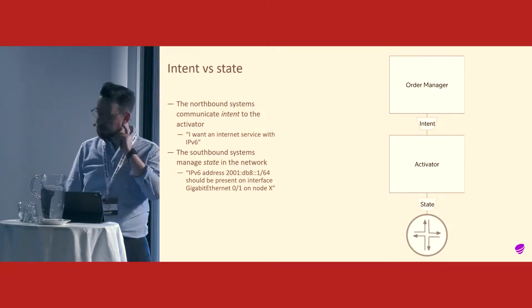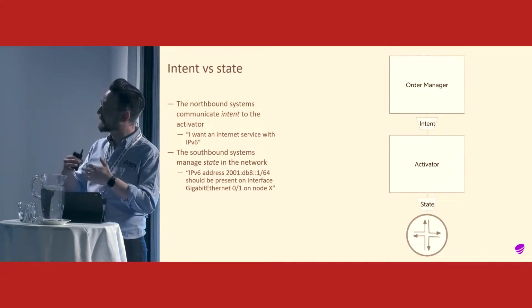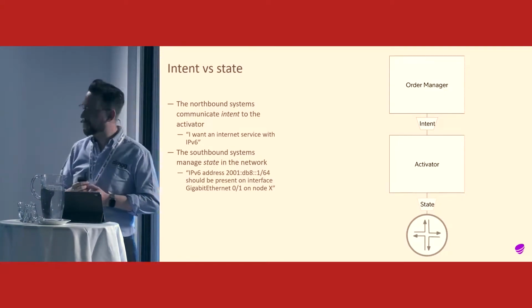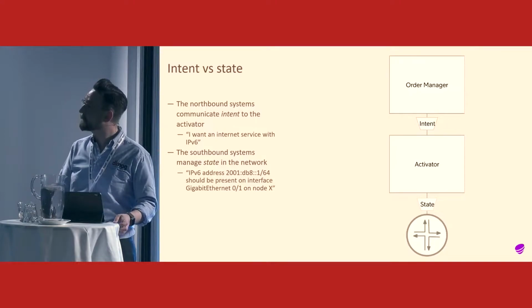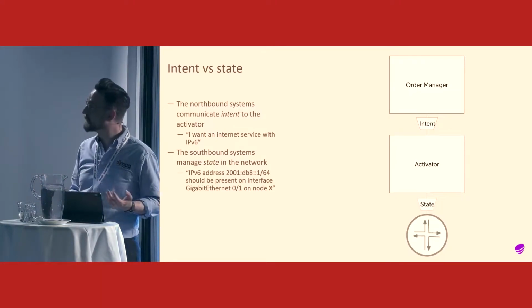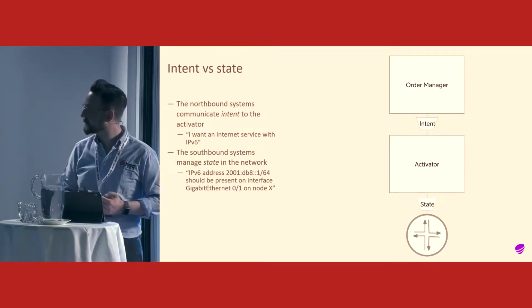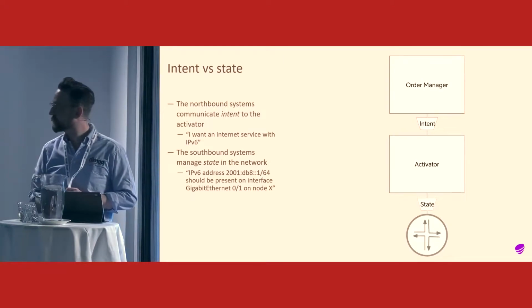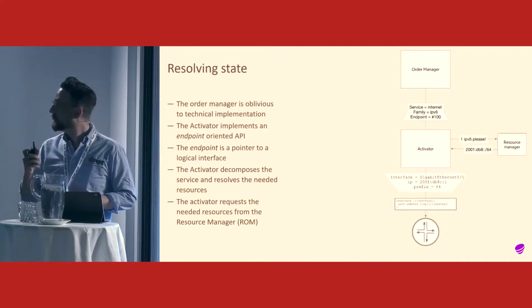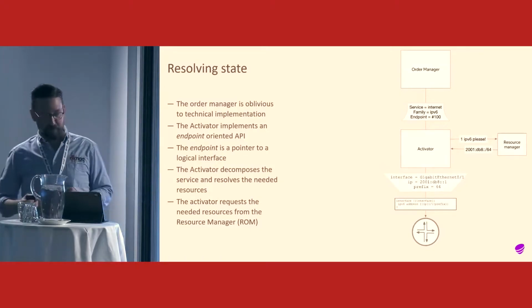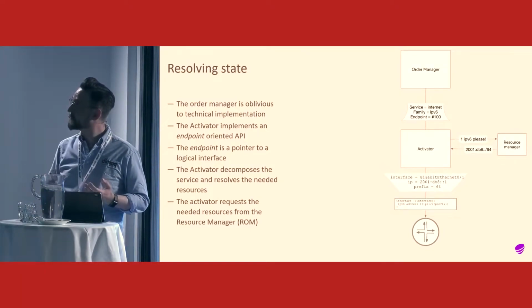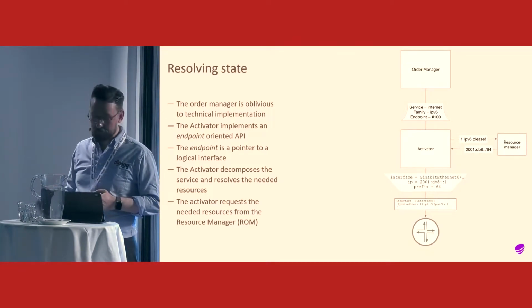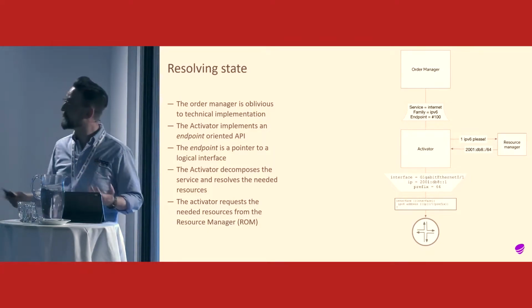So in this case, then we have instead a state of the configuration that we manage on the southbound side of this. So on the top side of it, we can say our state is I want an internet service with IPv6. We push that into the activator, and the activator interprets this as I need to push an IPv6 address, and so on, on this and this interface. In this very simplistic example we're working with here, we are actually reduced to just a service type, an address family, and something we call an endpoint here, which is a point of reference to where we want this service to be present.